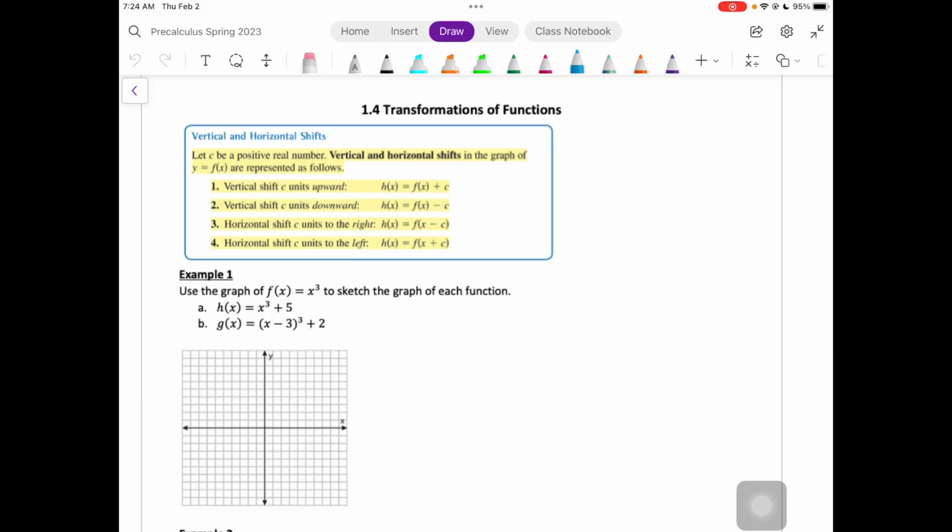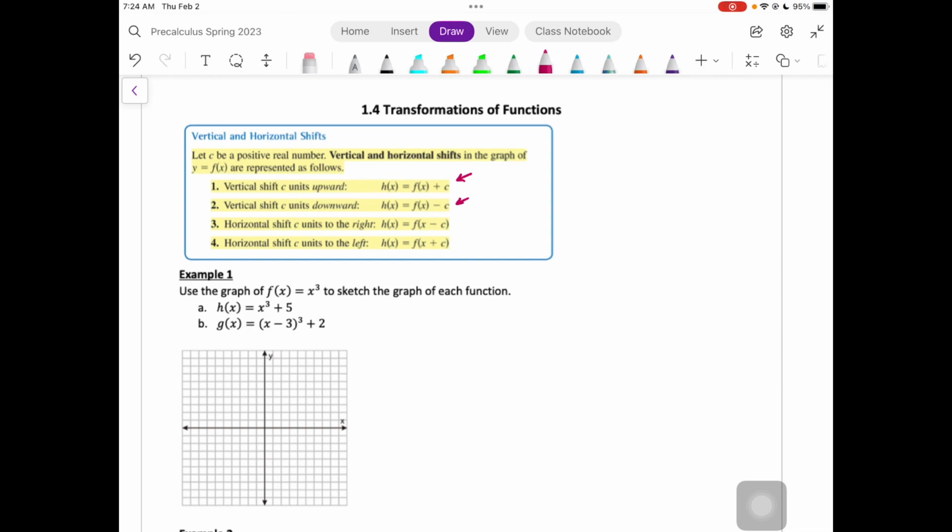Let's take a look at 1.4 transformations. First we're going to talk about vertical and horizontal shifts. Anytime you are shifting vertically, you're going to add a constant to the whole function. If you add a constant to the function, you go upwards. If you subtract, you're going to go down with your graph.